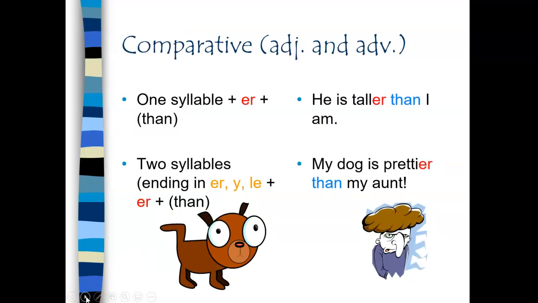For comparatives, and this works for adjectives and adverbs, but is probably most common with an adjective: if you have one syllable, then you add er and possibly the word than. He is taller than I am. If you have an adjective that has two syllables and it ends in the letters er, or the letter y, or the letters le, then you add er and than. My dog is prettier than my aunt. In this case, pretty ends with the letter y, and I change the y to i and add er.